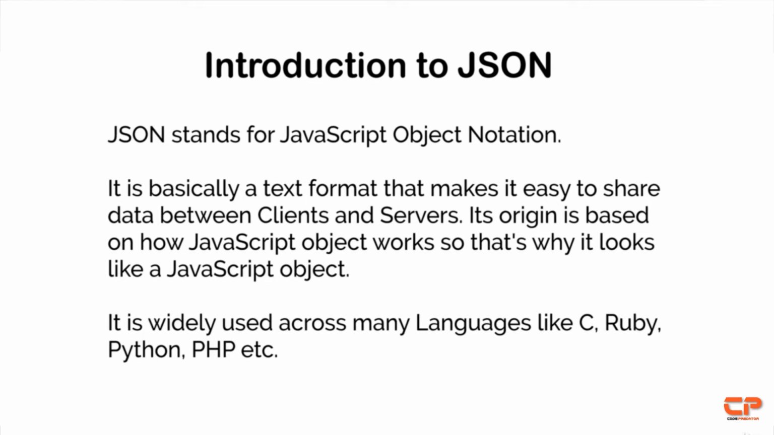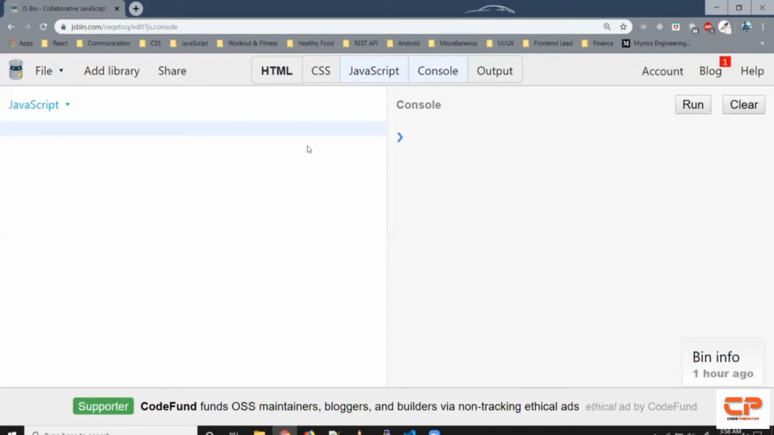Regardless of the fact that it has its origin from JavaScript, it is widely used across many programming languages like C, Ruby, Python, PHP, etc. To create a JavaScript object, this is what we do. So var, let's say mObject, say name, John, and age, say 28. Now to write the same thing as JSON, you just need to wrap these keys into double quotes. And now this is a JSON object.